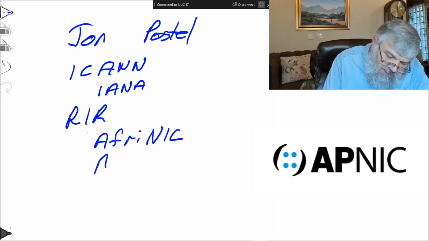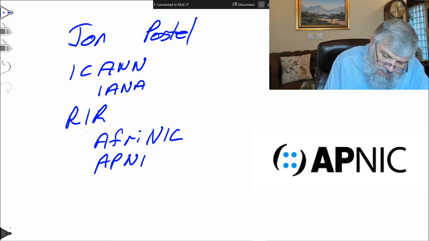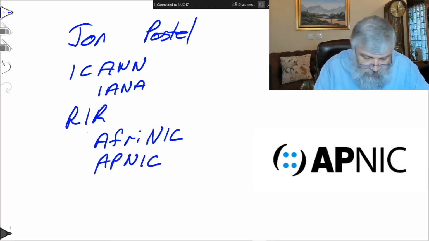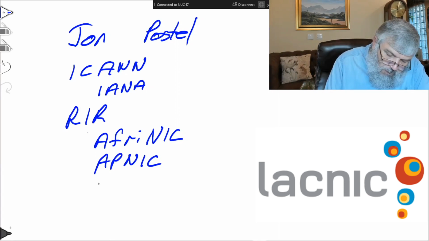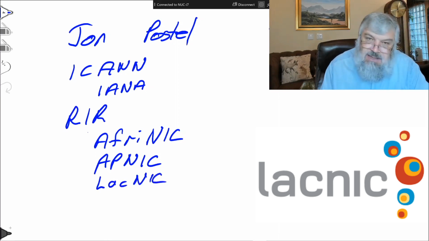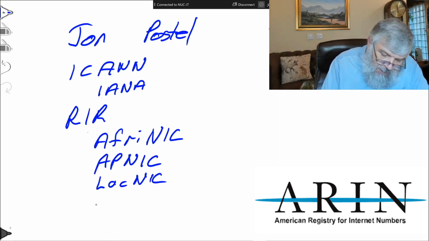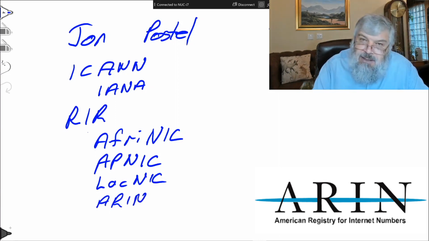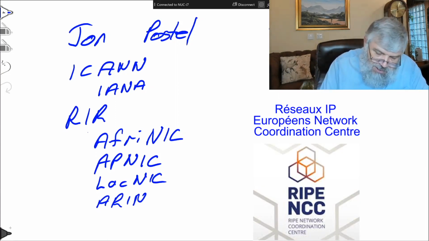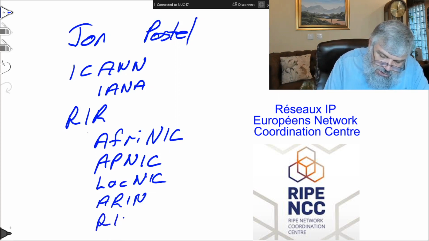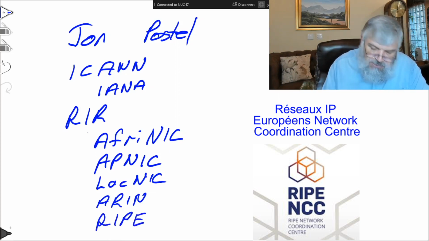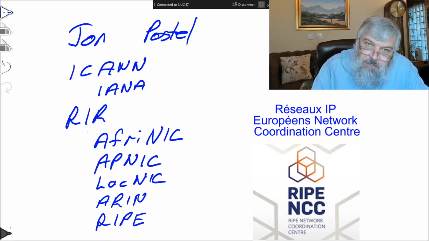For Asia and the Pacific, APNIC was established, so the Asia Pacific Network Information Center. For Latin America and the Caribbean, LACNIC was established. For North America, the name doesn't quite follow this pattern. It is the American Registry for Internet Numbers. And then Europe doing their own thing and picking a name in French that I'm not going to try and pronounce, but that has the acronym RIPE.